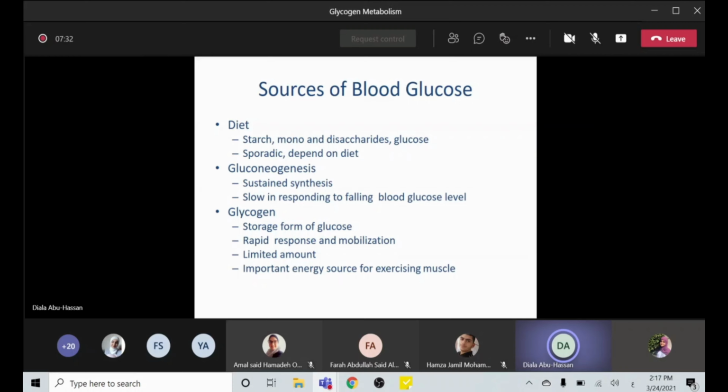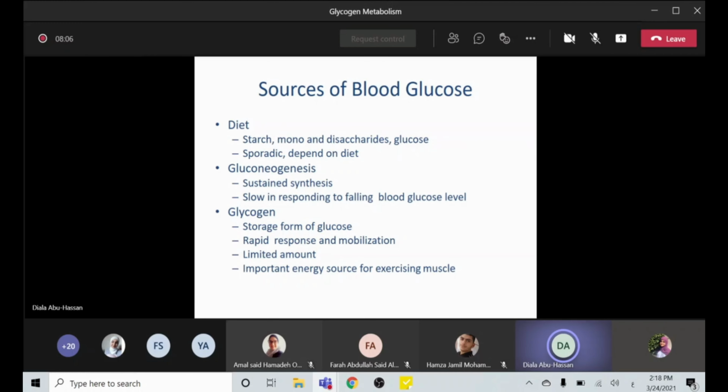Okay? This pathway is relatively slow in response. So it does not give me a fast reaction to the decreased blood sugar. So we rely on other pathways, which is glycogen degradation, to provide us with a rapid response and rapid supply of glucose to the blood. And this is actually the third source of blood glucose, which is glycogen molecules stored in glycogen stores.